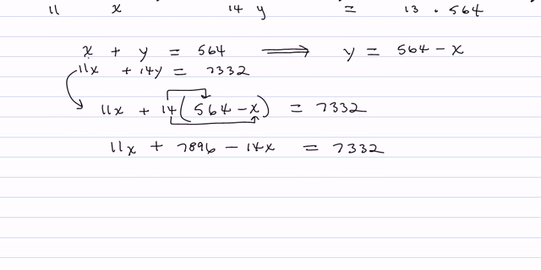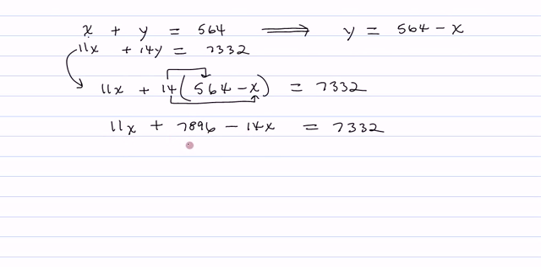All right, we're getting there. We have this equation with just x. We want to simplify. The left side, 11x minus 14x, is negative 3x. And we're also going to subtract 7896 from both sides while we're at it, so that we have the x's on one side and the numbers on the other. Well, 7332 minus 7896 gives us negative 564. Now all we have to do is divide both sides by negative 3.